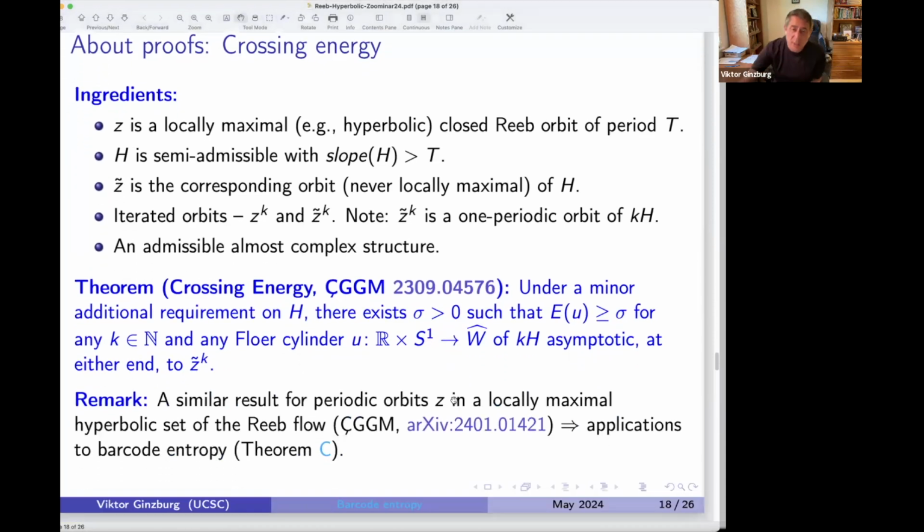Then the assertion is that under very minor additional requirements on the Hamiltonian, the energy of any Floer trajectory asymptotic to an iterated orbit is bounded away from zero by a constant which is independent of anything, depends only on the initial Hamiltonian and the orbit. And the important point here, what makes this difficult, is that when I start with a locally maximal orbit of a Reeb flow, it's no longer locally maximal as an orbit of an admissible Hamiltonian.